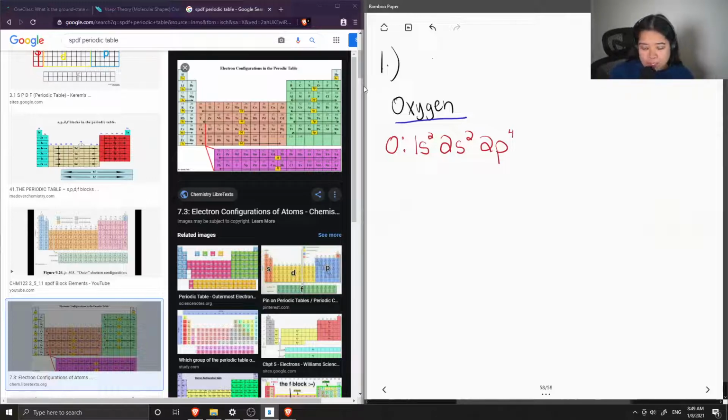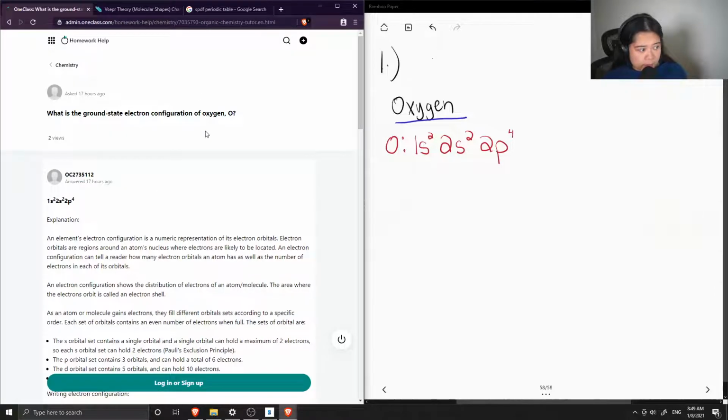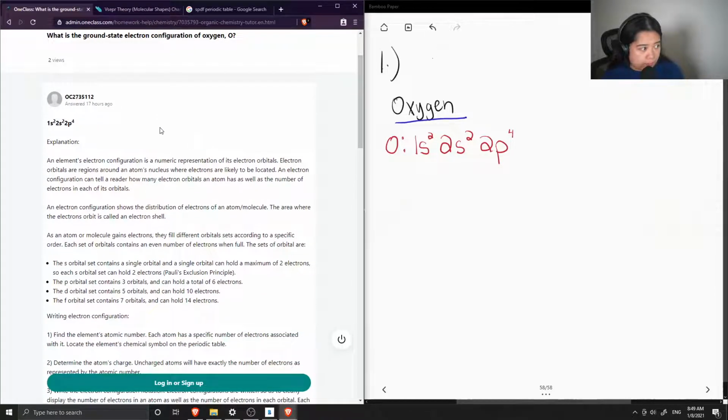And we can double check by adding up all the superscripts to make sure that we have 8 electrons. So 4 plus 2 plus 2 is 8. So we know that this is the correct answer. Now let's see what the junior tutor said.